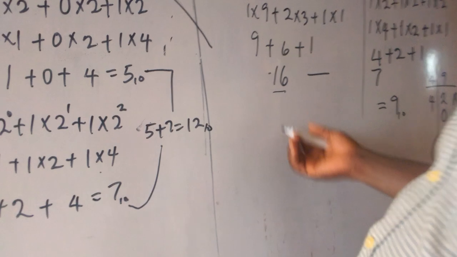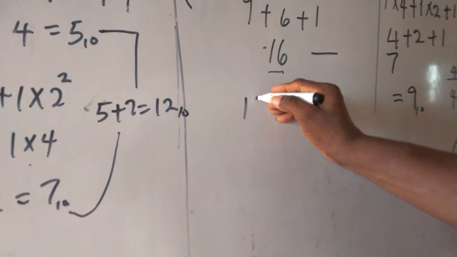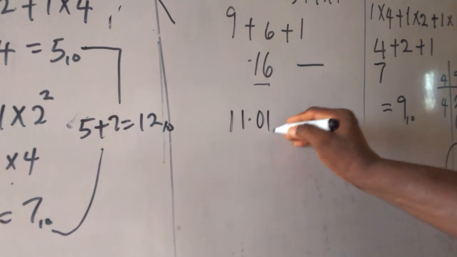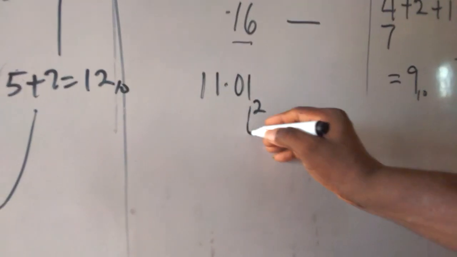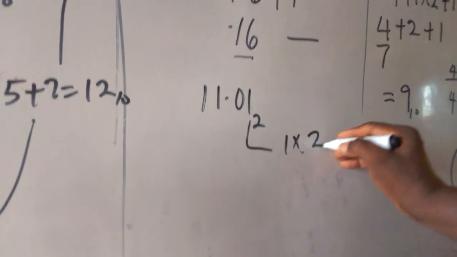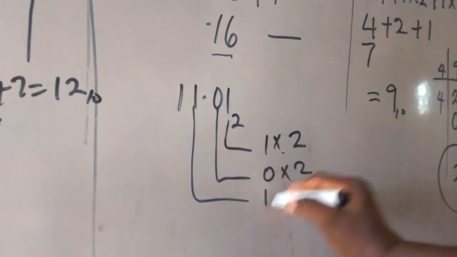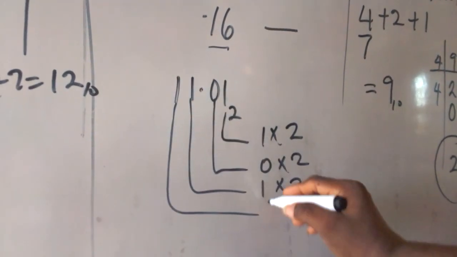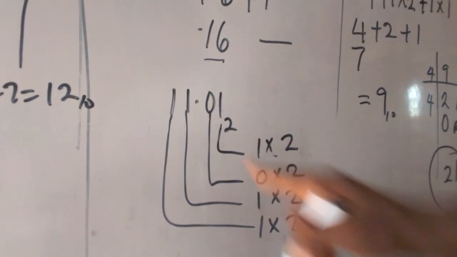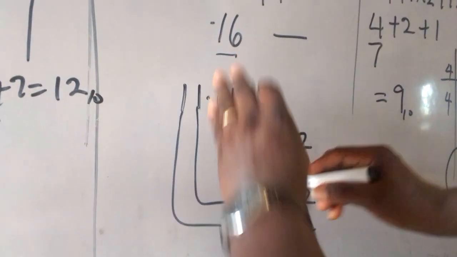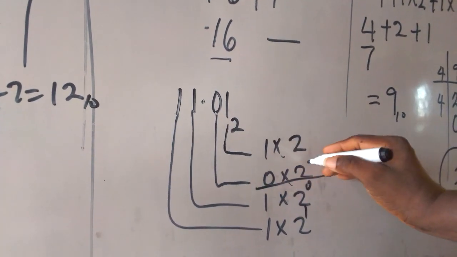For instance, if I have a question like this and I say 1.01 base 2, the same way, I will come here and say my 1 times 2. I will come here and say my 0 times 2. I will come here and say my 1 times 2. I will come here and say my 1 times 2. Now, you remember, there is a point here. If this point was not there, I would just start, I'll put my 0 here and my 1 here. Because this point is there, this one will be minus 1.